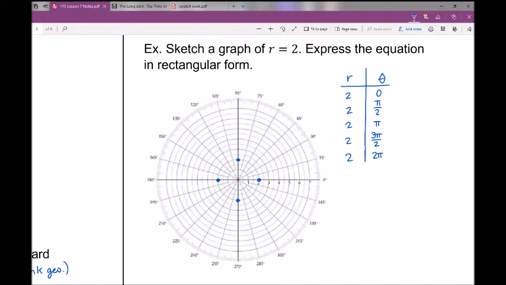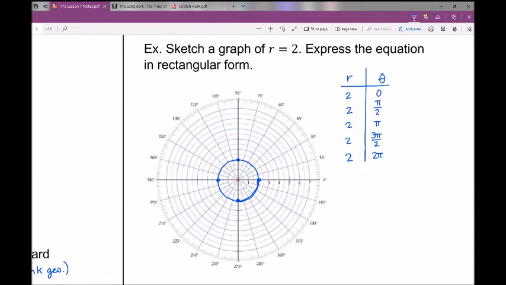So once your graph starts to repeat itself, that's how you know that you're done, and that will happen on a lot of these polar graphs. So now you can see that this general shape is a circle of radius 2. And you would see that better if you were to fill in other points, but we're just going to stick with these 5 for now. So that is the graph of r equal to 2.